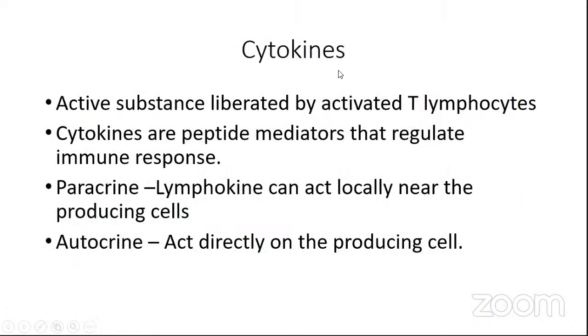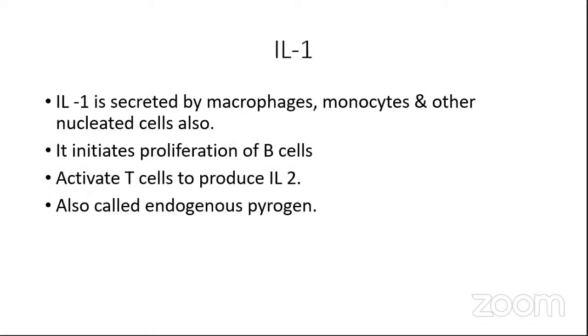And coming to cytokines, these cytokines are active substances which are liberated by activated lymphocytes. And cytokines are mainly peptide mediators that regulate the immune response. They may have paracrine action as well as an autocrine action. Paracrine action is mainly the lymphokine can act locally nearby the producing cells, whereas autocrine, the cells which produce themselves, can also be activated using these cytokines.